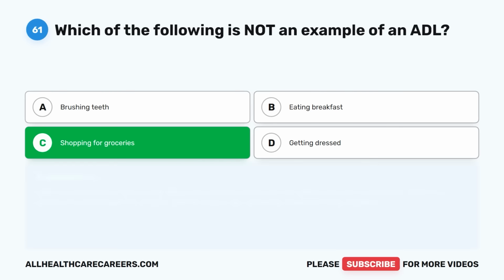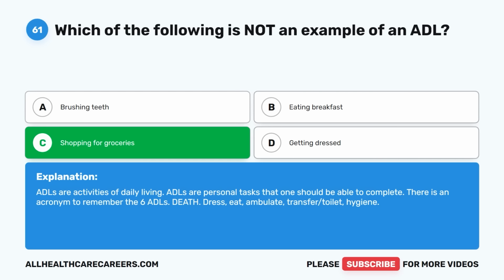Shopping for groceries. ADLs are activities of daily living. ADLs are personal tasks that one should be able to complete. There is an acronym to remember the 6 ADLs: bathe, dress, eat, ambulate, transfer, toilet, hygiene.